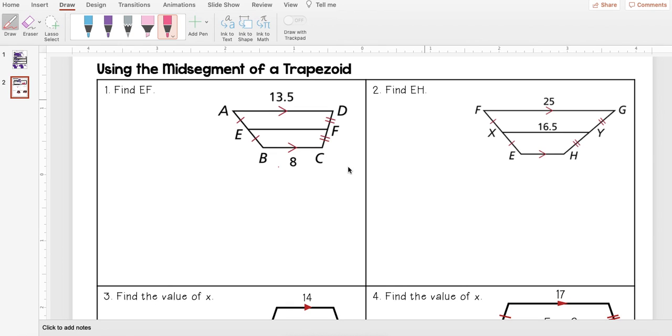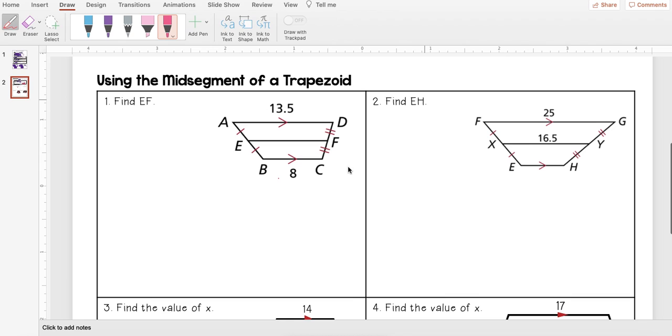Okay, so now let's go ahead and go through some examples using the midsegment of a trapezoid. So we'll start off with a couple of simpler ones, and then we will throw x in there to make it a little bit more interesting. So here I want to find EF. So I'm wanting to find this midsegment. I know it's a midsegment because it's cutting those two legs in half, and I see that with those tick marks.